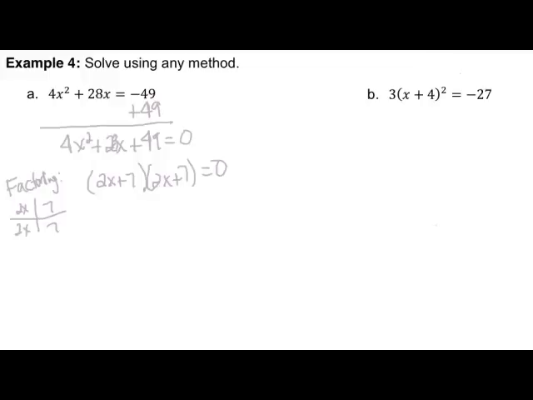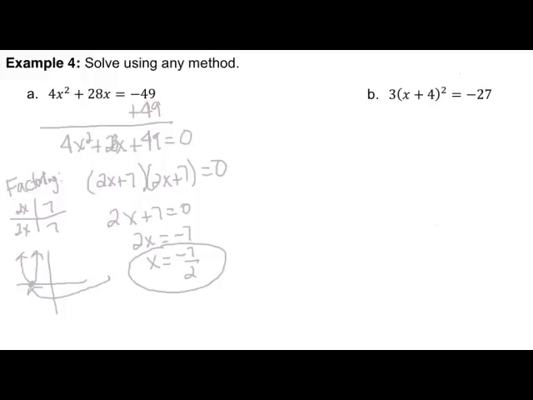Now from here we can just set these equal to 0. So 2x equals negative 7 and x equals negative 7 halves. So in this case we only have one solution. Again, that would be like our parabola sitting on the x-axis. Again, our solution is where the graph crosses the x-axis. So x equals negative 7 halves.